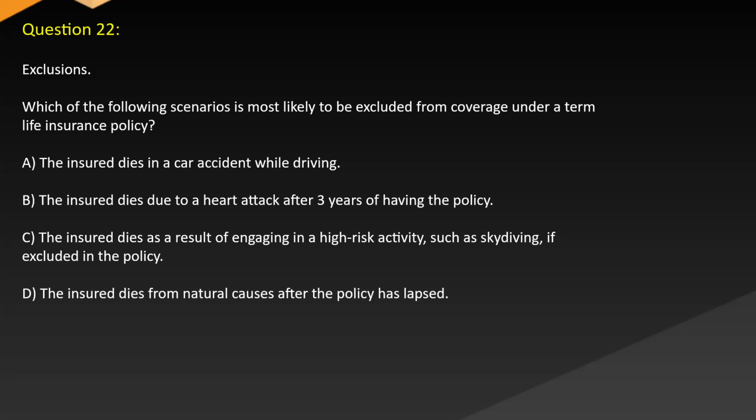Question 22. Exclusions. Which of the following scenarios is most likely to be excluded from coverage under a term life insurance policy? A. The insured dies in a car accident while driving. B. The insured dies due to a heart attack after 3 years of having the policy. C. The insured dies as a result of engaging in a high-risk activity such as skydiving, if excluded in the policy. D. The insured dies from natural causes after the policy has lapsed.